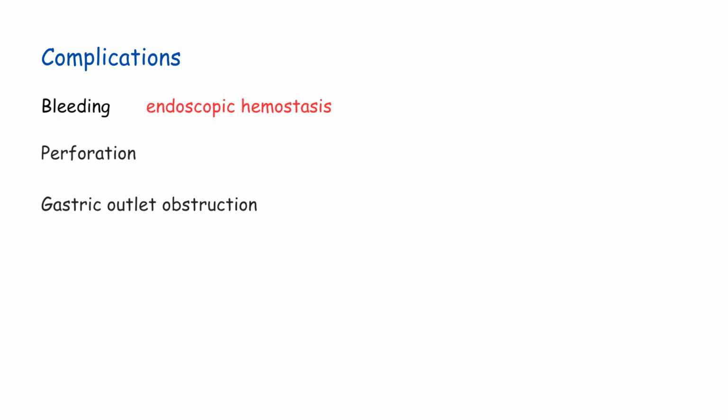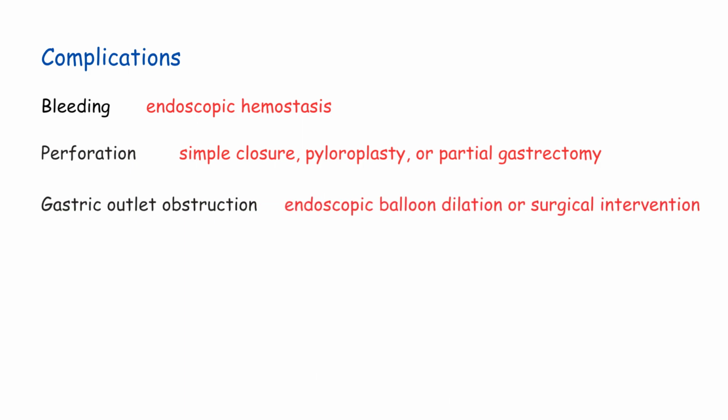Complications of PUD include bleeding, perforation, and gastric outlet obstruction. Bleeding ulcers may require endoscopic hemostasis, while perforations are a surgical emergency needing simple closure, pyloroplasty, or partial gastrectomy. Gastric outlet obstruction, characterized by persistent vomiting and visible peristalsis, may require endoscopic balloon dilation or surgical intervention.